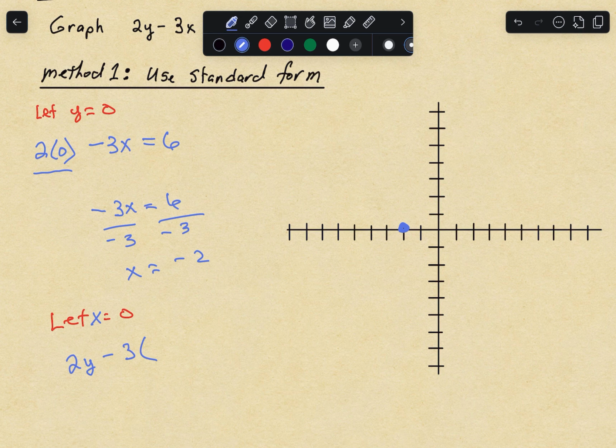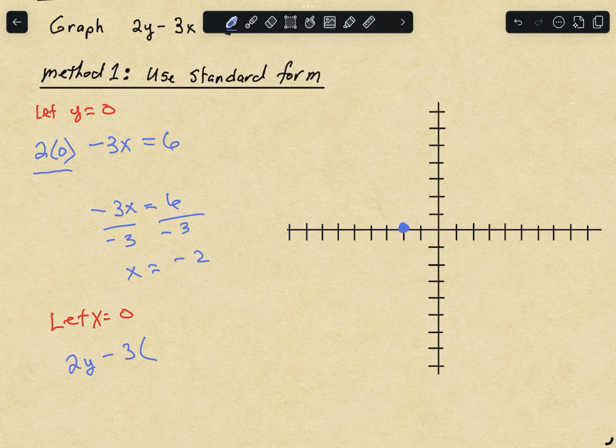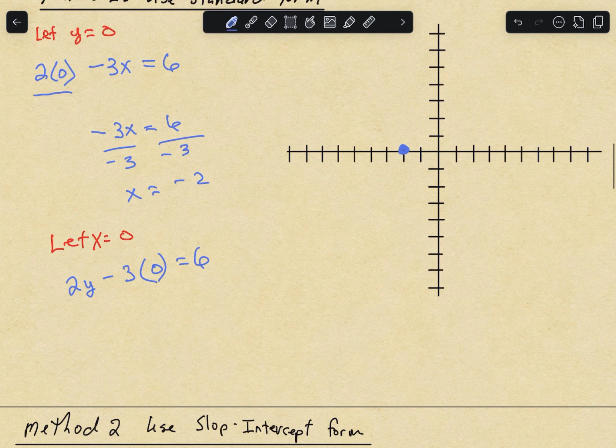I'm going to do that over again. I want to keep my notes clear. x equals 0. So now we know that x equals 0 here. And we're going to put 2y minus 3 times 0 equals 6. Now this portion here, we know that this goes to 0, so this becomes 2y equals 6. And if you divide by 2 on both sides, then y equals 3.